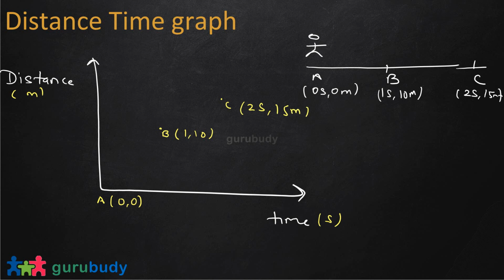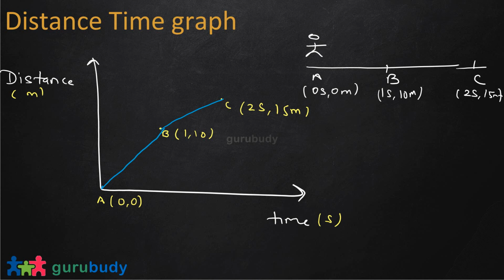So all I have to do now is join the points, which is A to B and then B to C. Now I know exactly how the motion is happening without even looking at the picture, because I know the person was at time equal to 0 at point A and then B and then C. That's the beauty of the distance time graph, because it gives the details of the motion in one snapshot. Now there are other characteristics of a distance time graph.